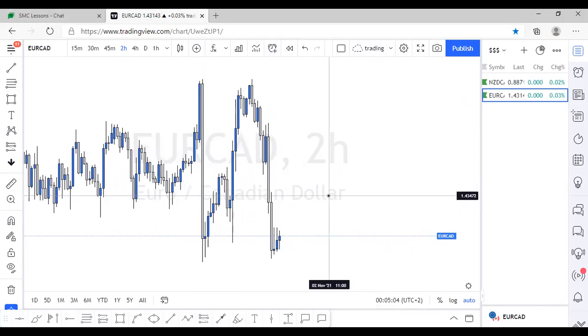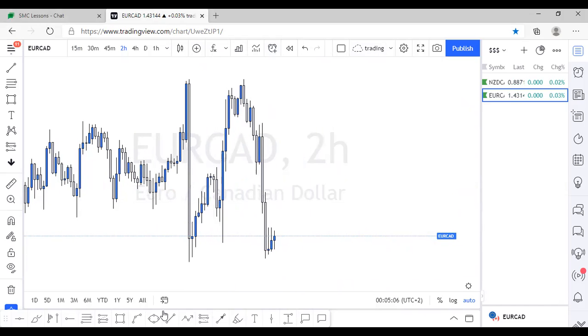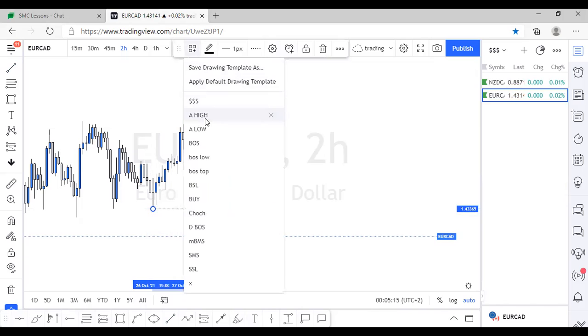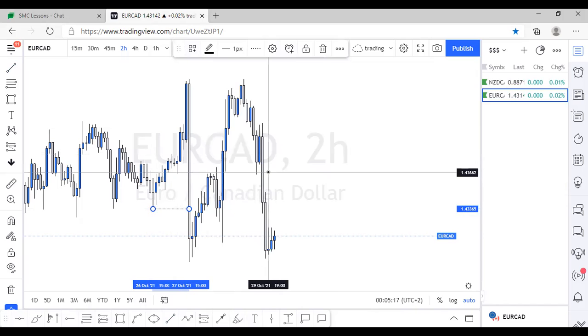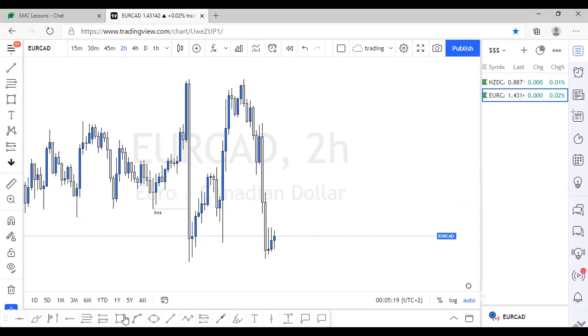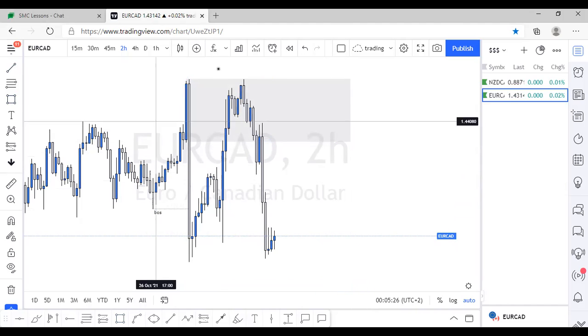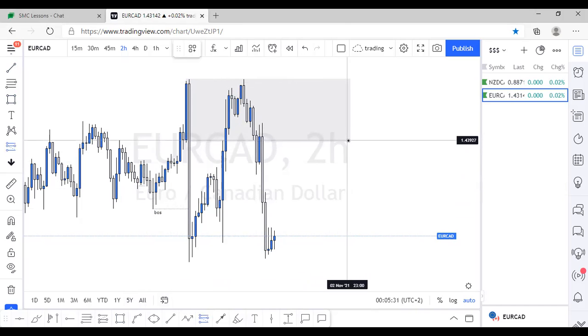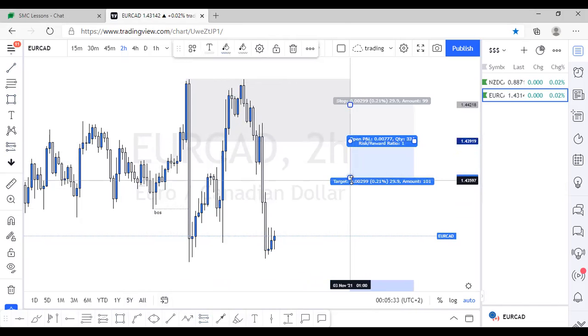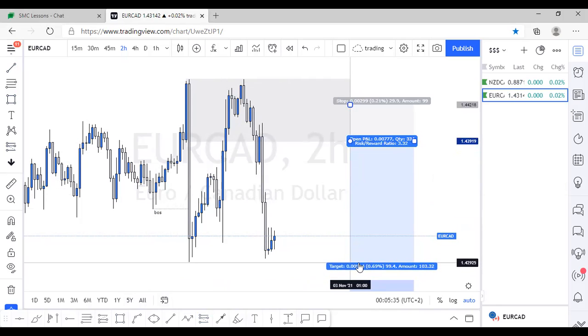So guys, let's focus on the current mega structure. Here you can see we have a break of structure. Since we are in a 2-hour time frame, in the 2-hour time frame we have this order block, isn't it? So just imagine taking this whole order block with this big stop loss here.